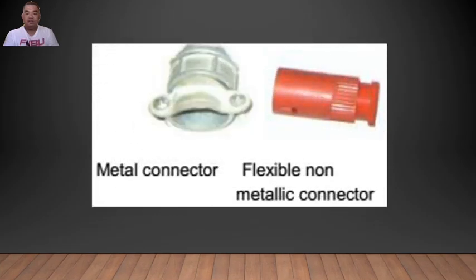We have the metal connector and the flexible non-metallic connector. For the rigid non-metallic conduit or the PVC conduit, we have also the straight connector, no? It is like the flexible non-metallic connector, but without this slot here. Because this slot for the flexible non-metallic conduit is used to secure the connector to the corrugated flexible conduit. But for the rigid non-metallic conduit, we don't have any slot here. It will just slide through, or fit through, the rigid non-metallic conduit.